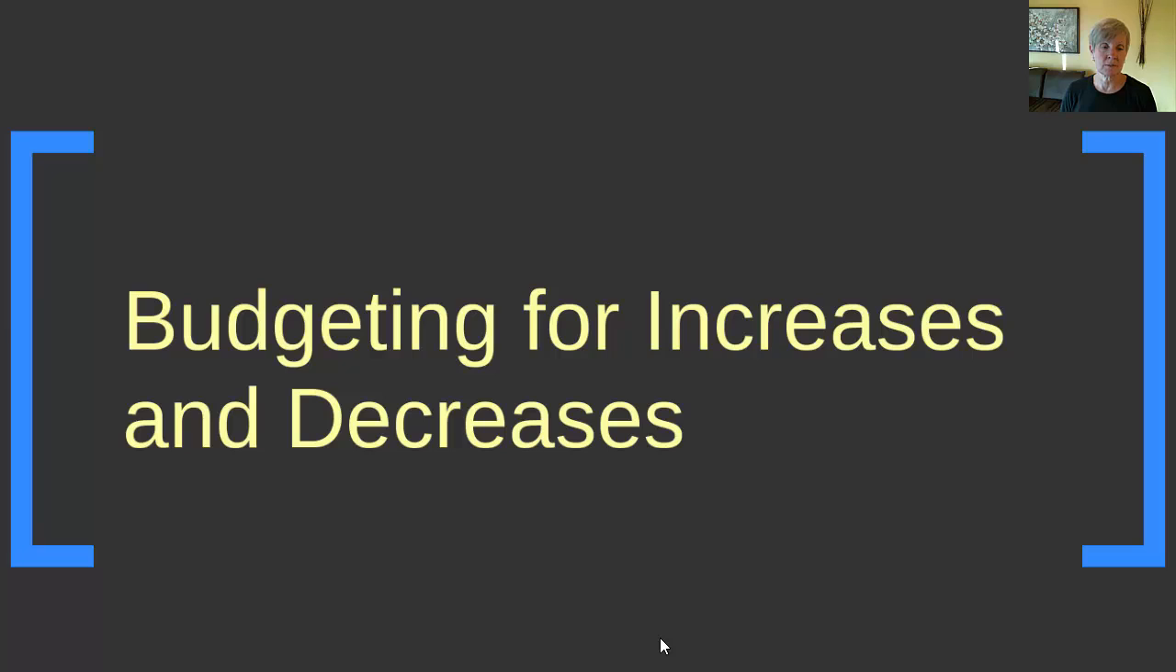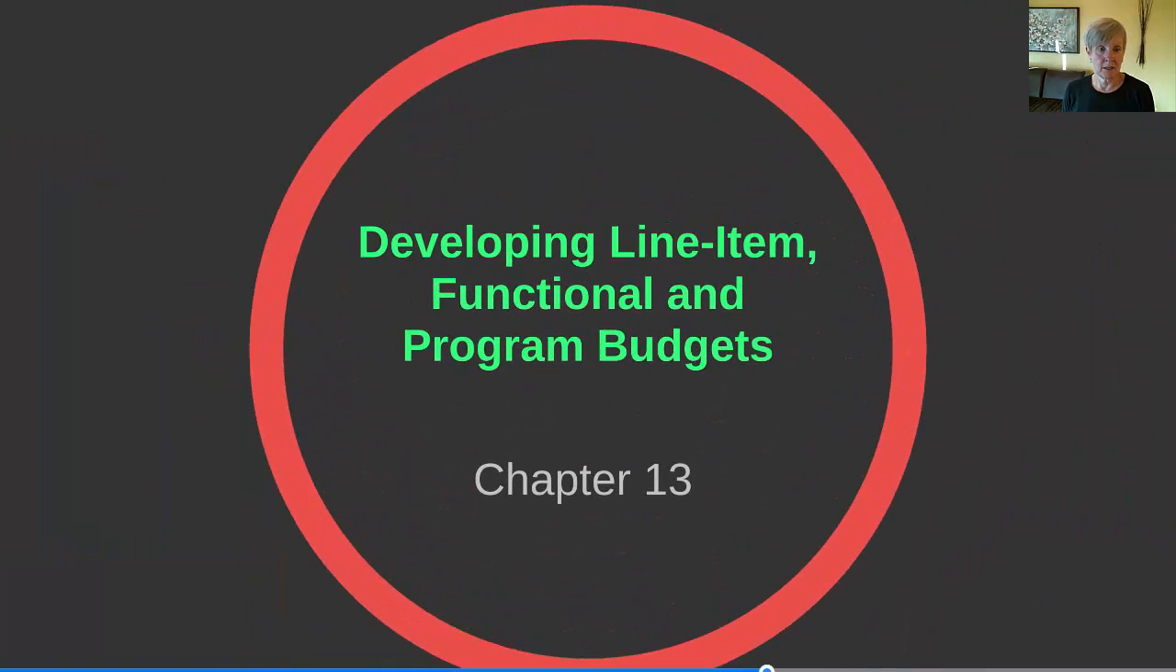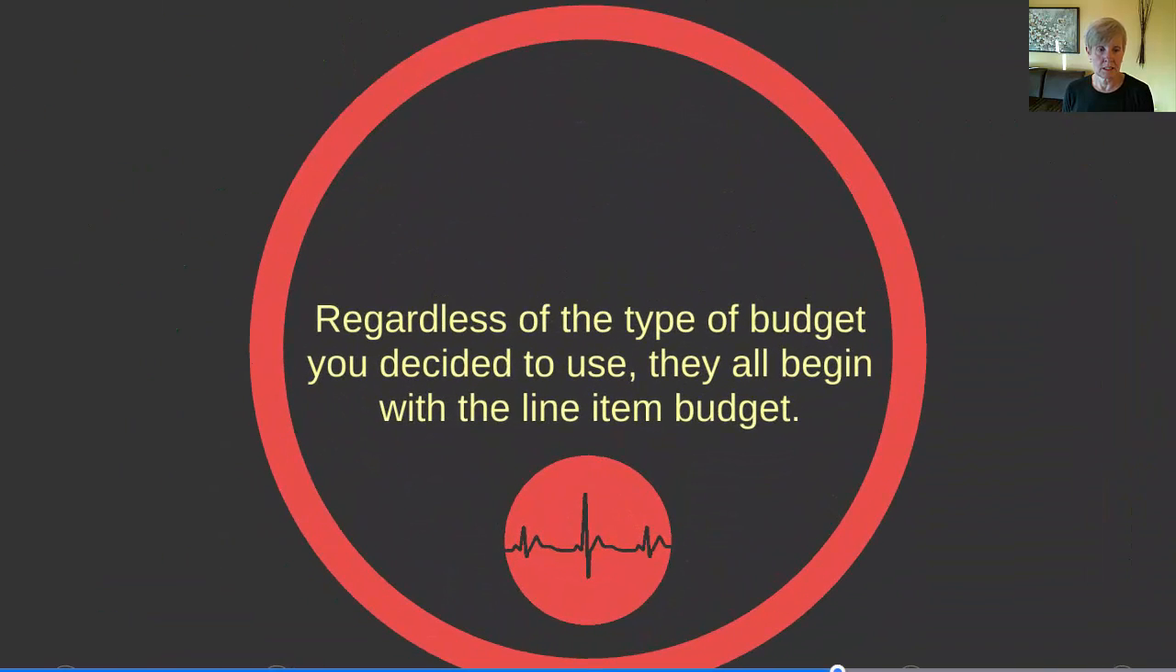And that's really just making some decisions if you have some good data and have tracked those kinds of outputs and outcomes related to your financial spending. All right, developing a line item and functional program budgets then, Chapter 13. Just a few things here.